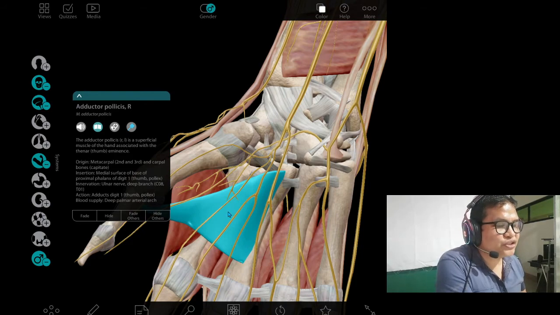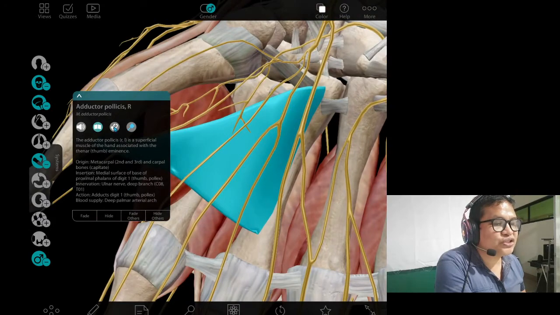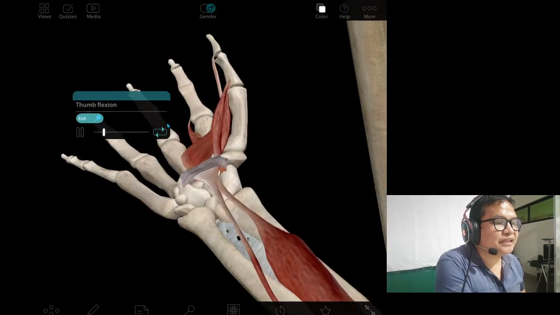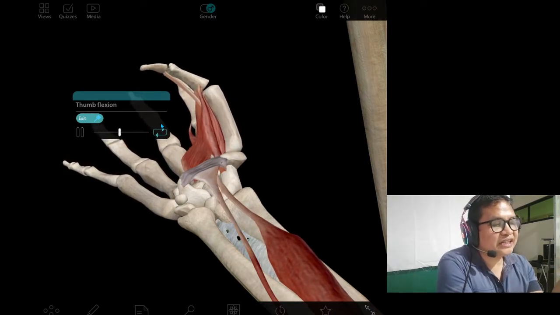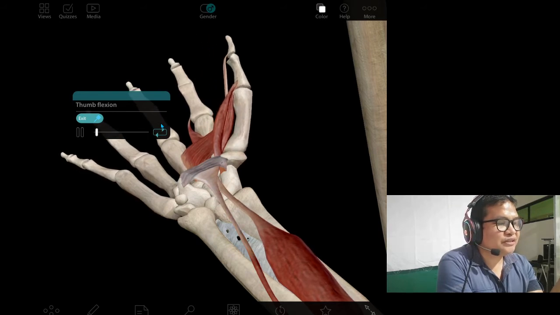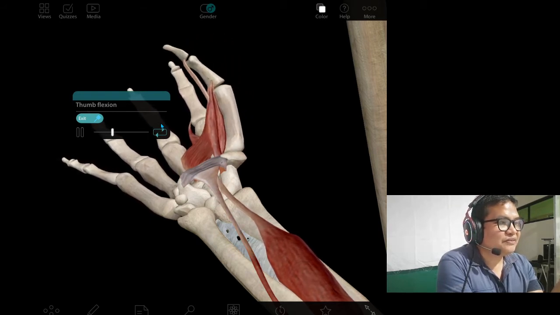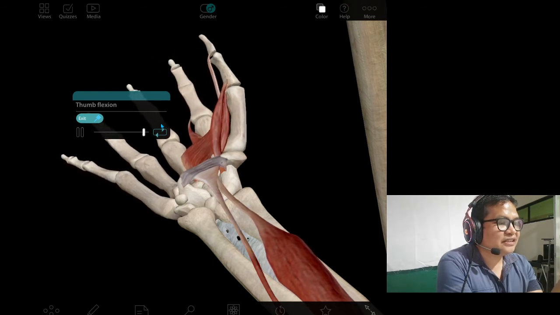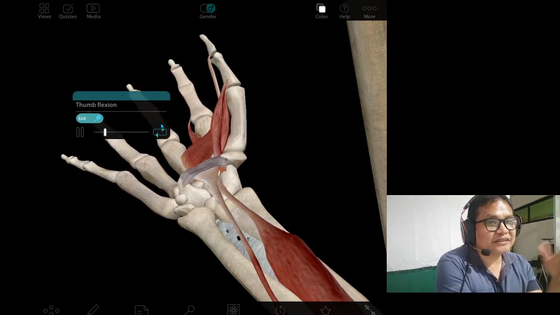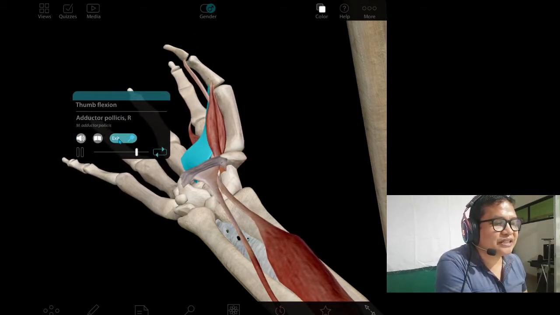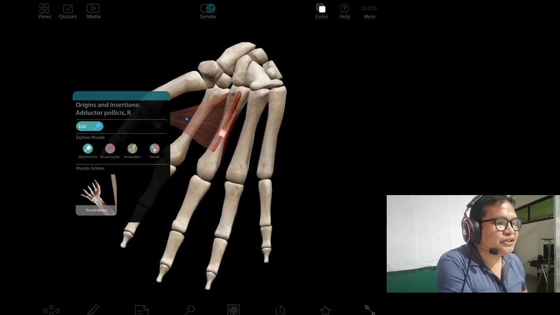Look at the motion of the adductor pollicis. Okay, so this is the adductor pollicis. That is adduction, as opposed to abduction, flexion, and extension. So adduct, abduct. That is the action of this muscle. So again, that is an intrinsic muscle.